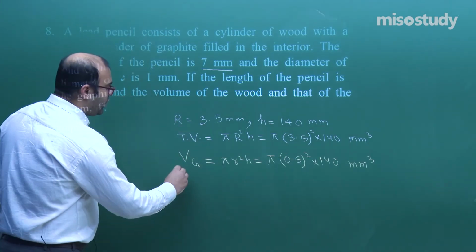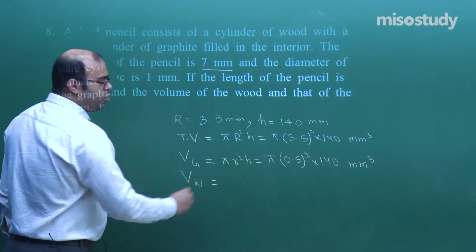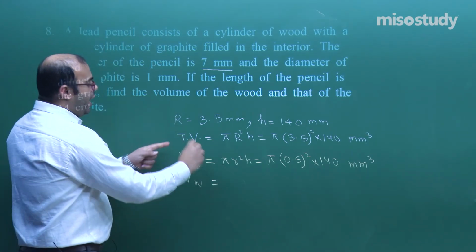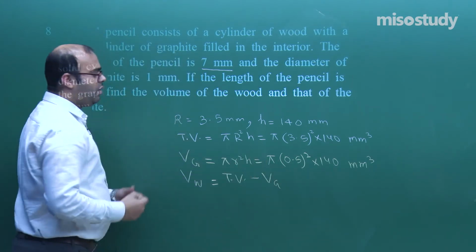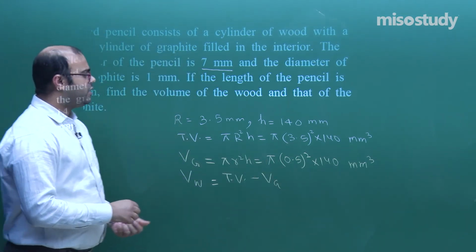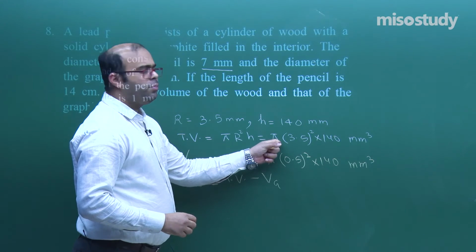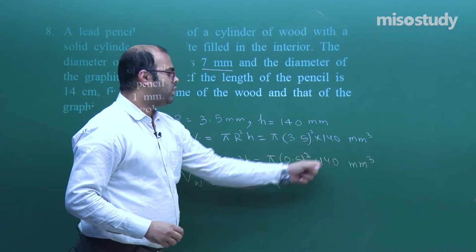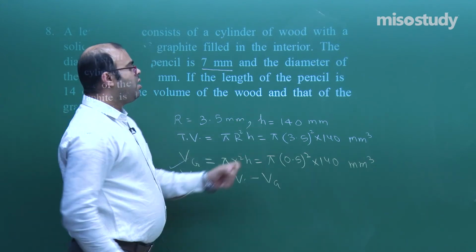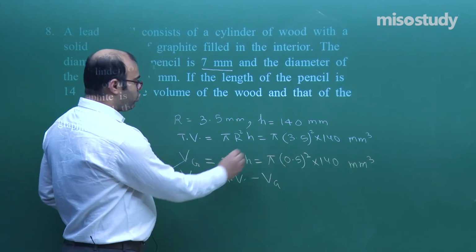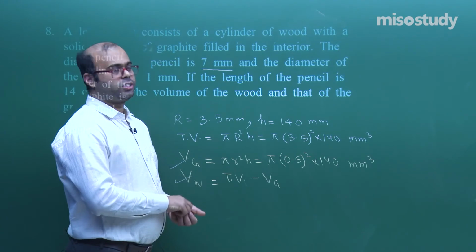Now, if it is asked what is the volume of the wooden part, what you will do? You will subtract from the total volume the volume of graphite, and that will be the volume of wood. Now, here it is calculation. You can easily put pi 22 by 7, calculate this, get this as the answer. From this subtract this and get this also as the answer as volume of wood, students.